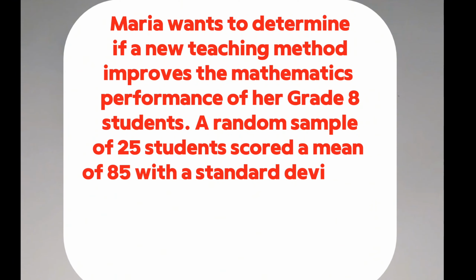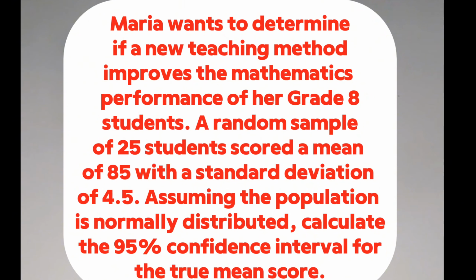Maria wants to determine if a new teaching method improves the mathematics performance of her grade 8 students. A random sample of 25 students scored a mean of 85 with a standard deviation of 4.5. Assuming the population is normally distributed, calculate the 95% confidence interval for the true mean score.